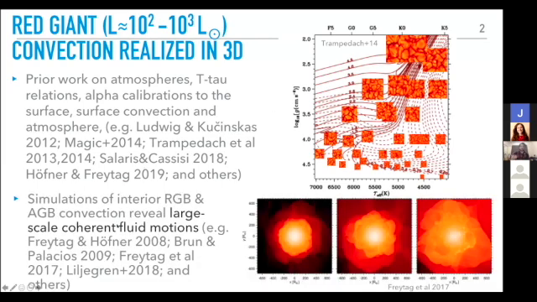Also, simulations of red giant branch and AGB star convection in the interior reveal large-scale coherent fluid motions that we're also going to see and understand a little bit better in 3D red supergiant simulations as well. Here are just some density slices from Freytag and others' work in 2017. We also see just a handful of plumes across the surface of the star in red giants.